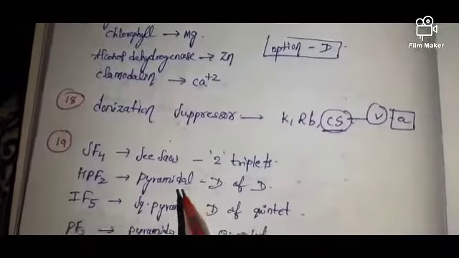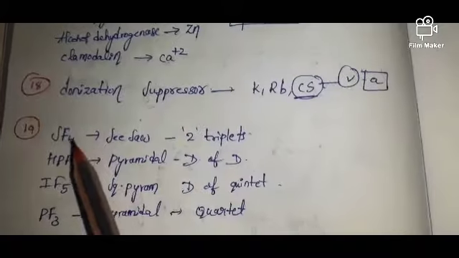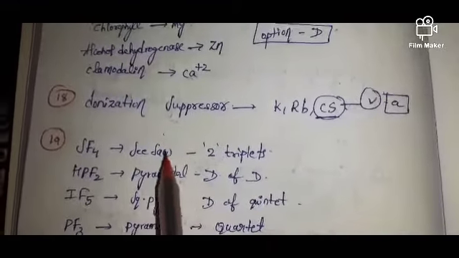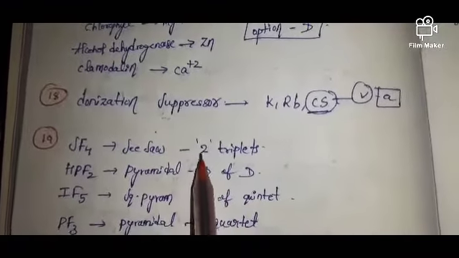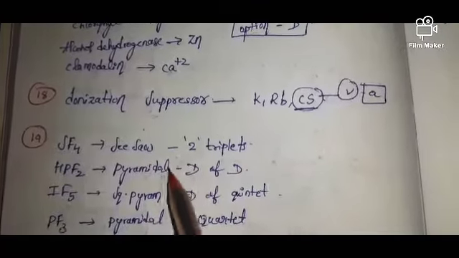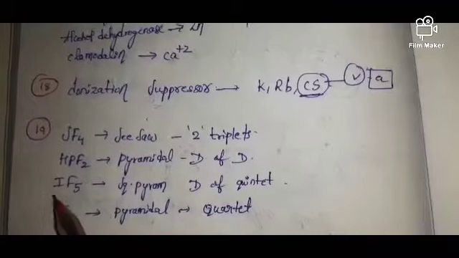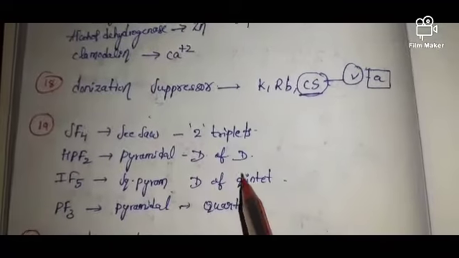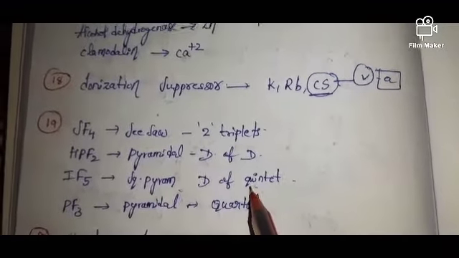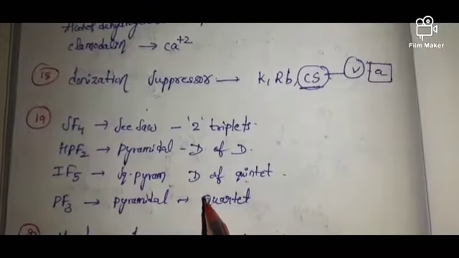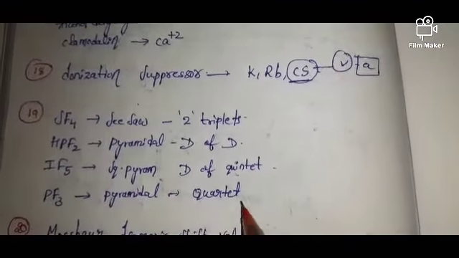Next, this is a general question, friends. SF4 has seesaw geometry, and in this 2 triplets are present. PF2H is pyramidal, doublet of doublet. IF5 is square pyramidal, doublet of quintet. Quintet means what, 4, I think. Yes. Next, PF3 is pyramidal, so quartet. Sorry, quartet means 4, friends.